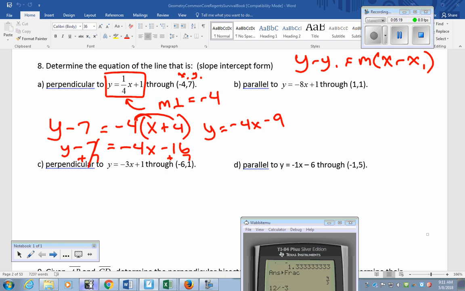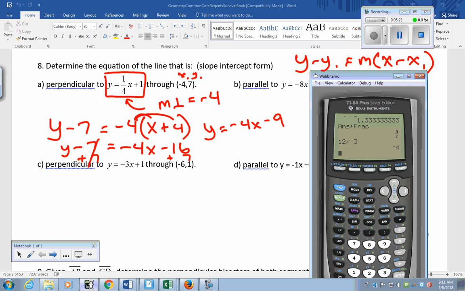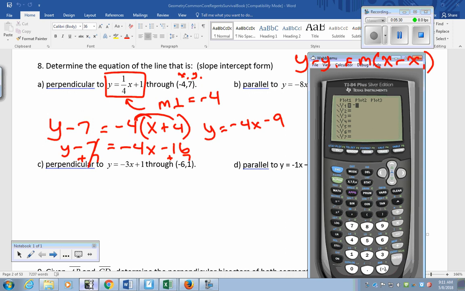And then a quick way to check it is to go to y equals, actually put in the equation. So negative 4x. And hit second graph. You can go to the table and see if that point's in there. So you've got negative 4, 7. It's on that line. So we should be safe and good to go with that one.